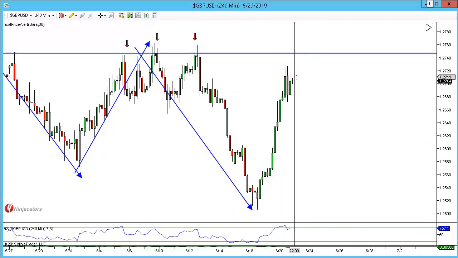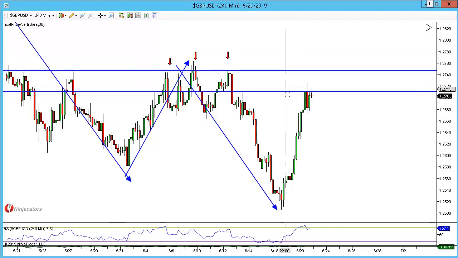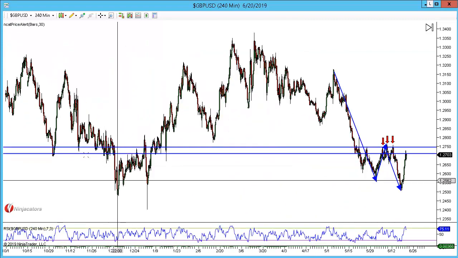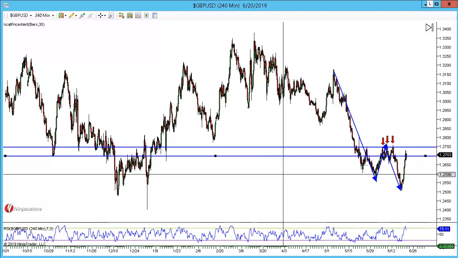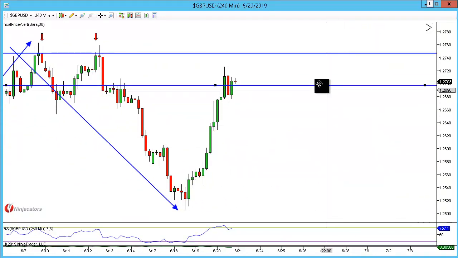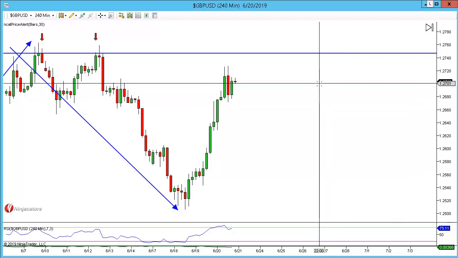The only problem is where we've actually come into right here. There's no structure. There's that small amount there. So it's kind of in the middle of nowhere.